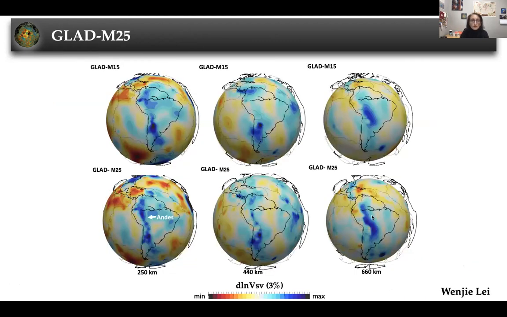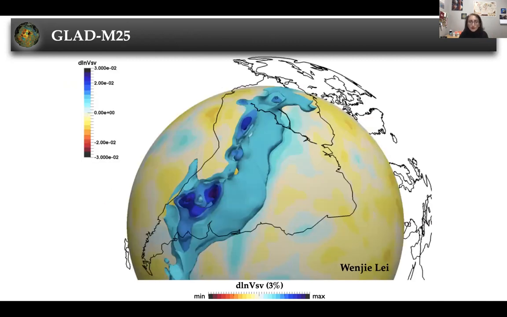And this is another cross-section, a comparison of the subduction along South America. This is M15 and this is M25 at 250, 440 and 660 kilometer depths. And you can see how the subduction of the Nazca Plate underneath South America is imaged really nicely. You can see the continuous subduction and the increased resolution compared to GLAD M15. And this is a 3D contour image of the subduction.